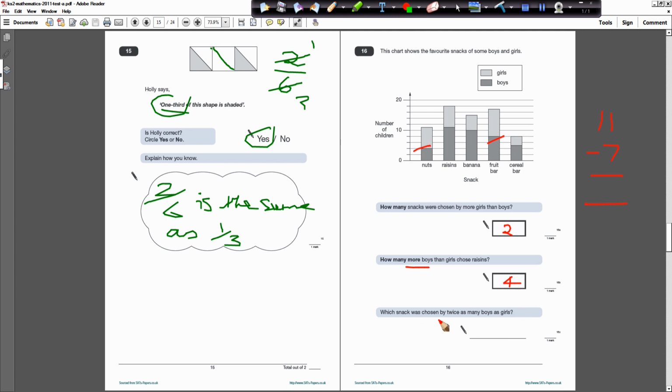Okay, which snack was chosen by twice as many boys as girls? So we have here twice as many boys as girls. So this is 2, 4, 5. 5, and this one's going to be 2, 4, 6, 8, 10. Is it banana? Yeah? Banana. Minion food. Done.